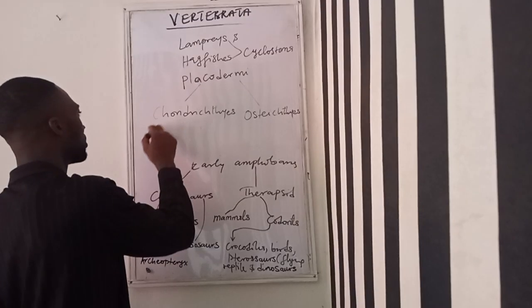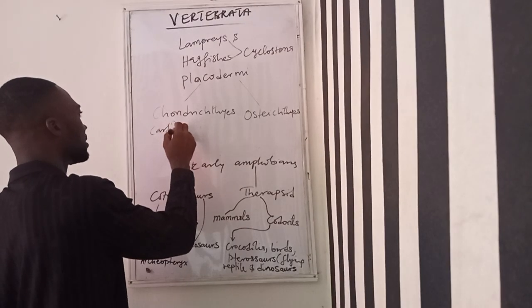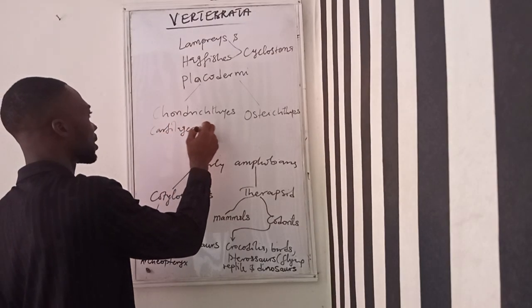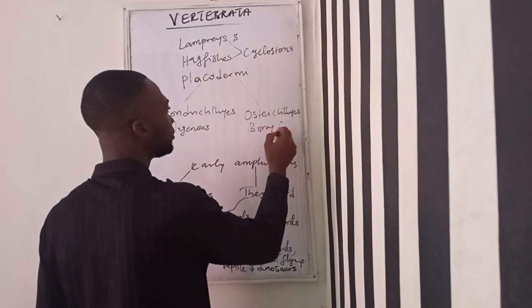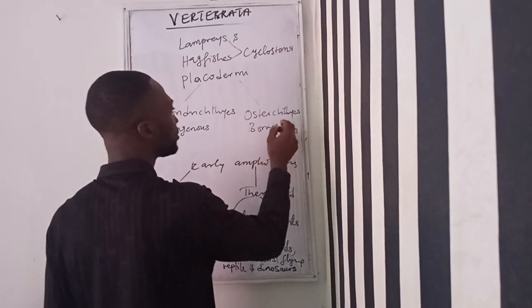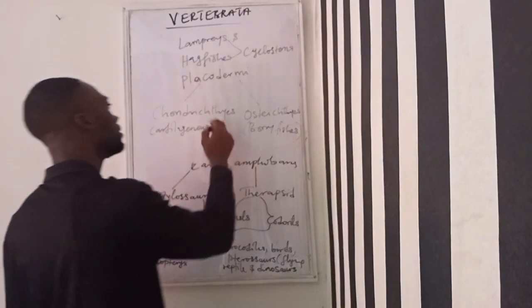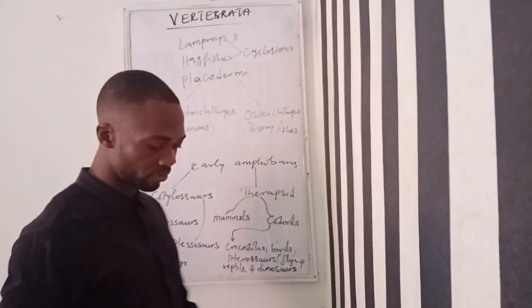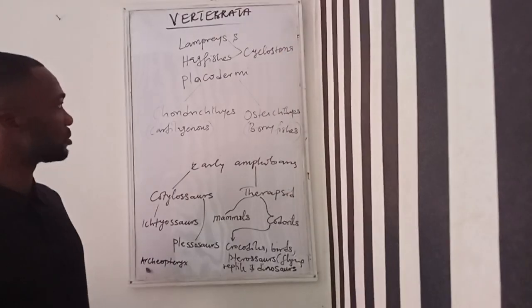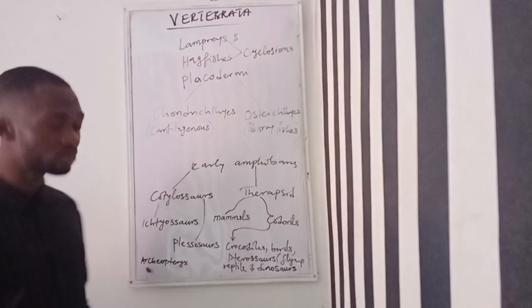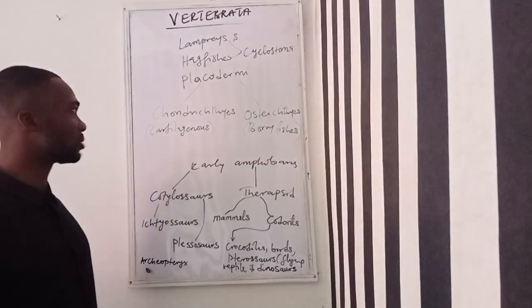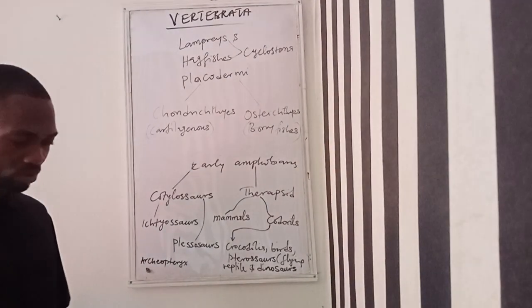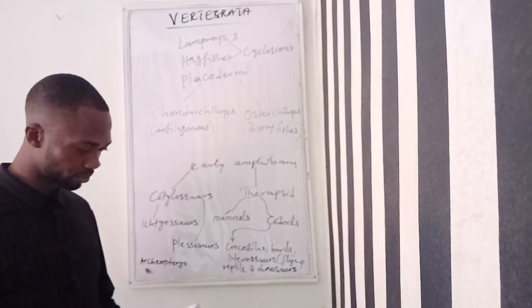These ones are commonly called the cartilaginous fishes, and these ones are commonly called the bony fishes. The cartilaginous fishes and the bony fishes. So that is the two different groups of fishes that arose from the Placodermi, the two classes of fishes that arose from the Placodermi.